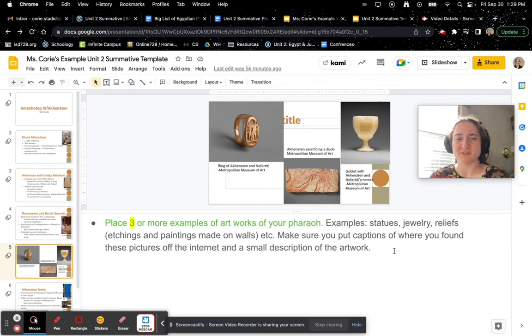So make sure you put captions of where you found these pictures off the internet and a small description of the artwork. Okay, I found all these off of the Metropolitan Museum of Art. Try it out. They have some really good photos and they explain what all the photos are. And yeah, they're a really good resource to get information for the rest of the slides too. So I highly suggest that.